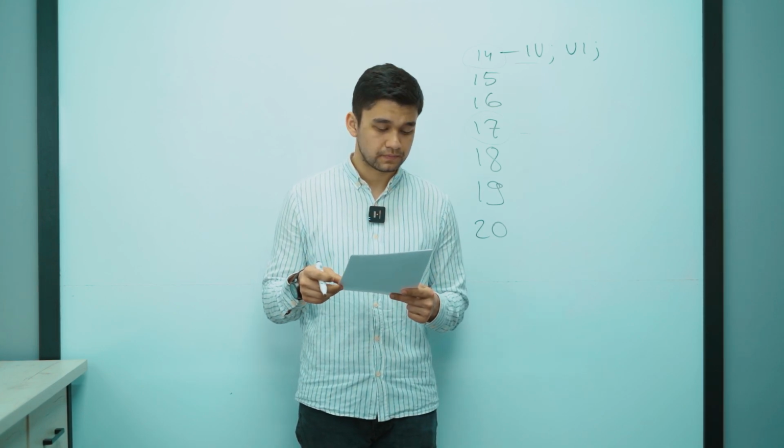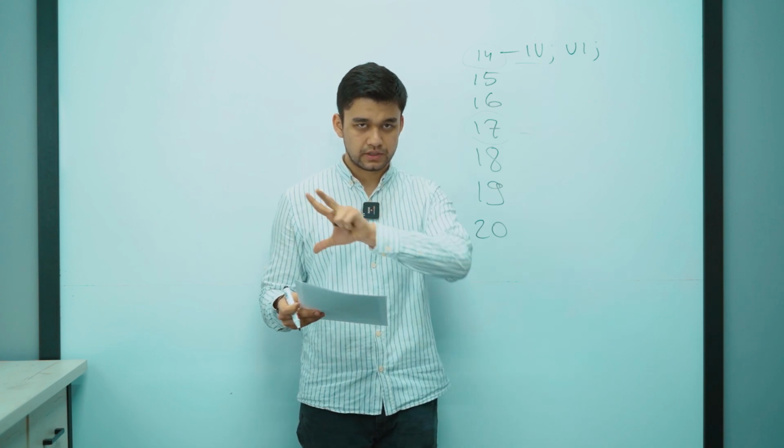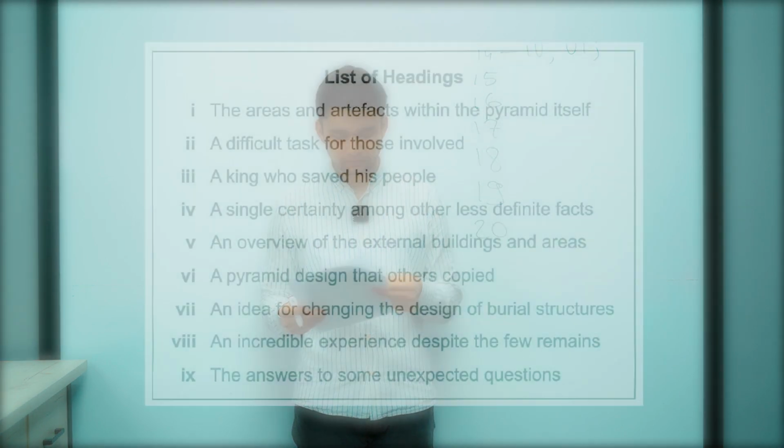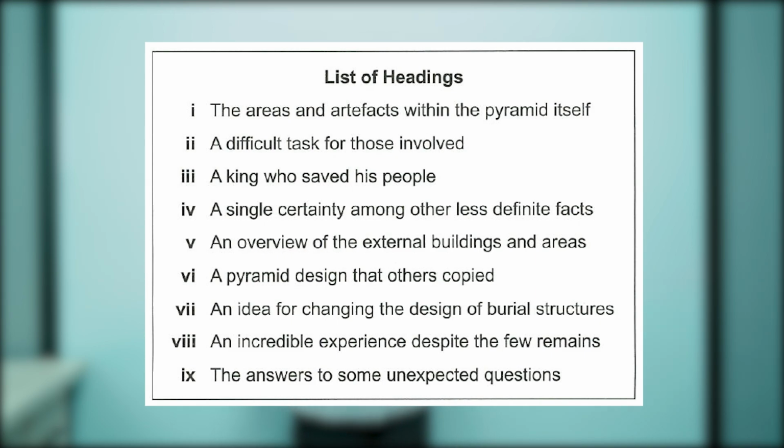So nice, let's go to the headings now. Here you will see the headings. The first heading says, "The areas and artifacts within the pyramid." Nothing about areas again. "A difficult task for those involved." No difficult task. "A king who saved his people." No. "A single certainty among other less definite facts." We took that, and no, this is not the answer. "An overview of the external building." Nothing about external buildings. "A pyramid design that others copied." Nothing about copying. It was Imhotep who first suggested the design.